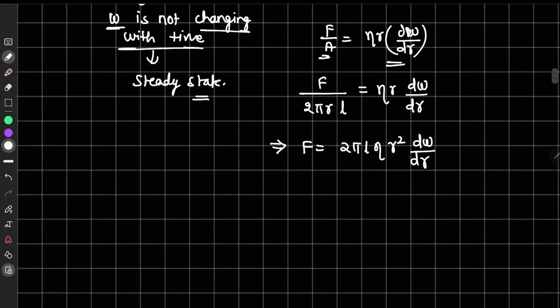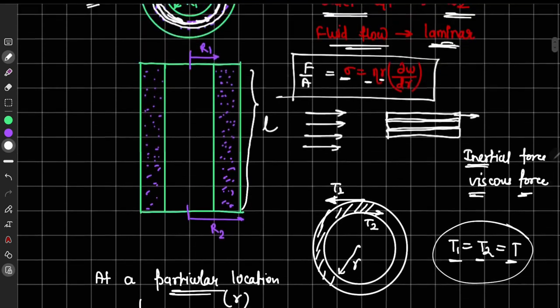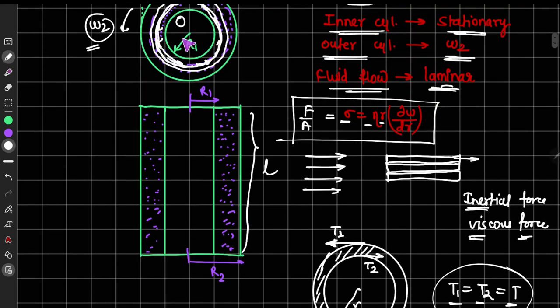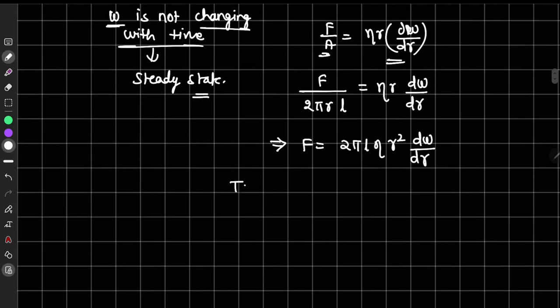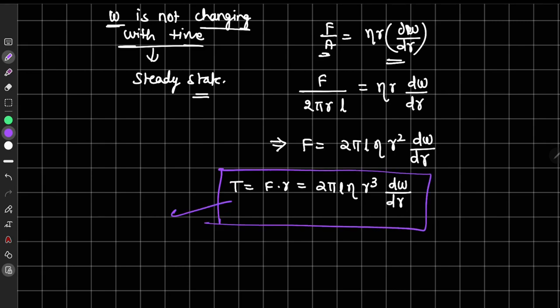Now we have to find the torque of this force. As we can see, this force is perpendicular to the radius, so we can directly write torque is equal to force into radius, which is equal to 2 pi L eta r cube into d omega upon dr. And in this expression we know the torque is constant.